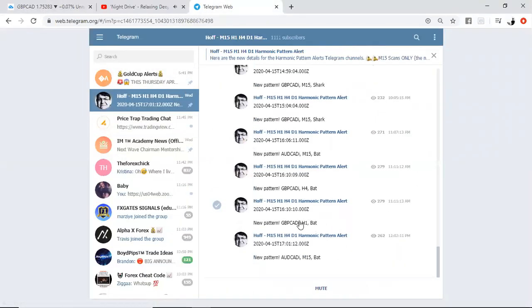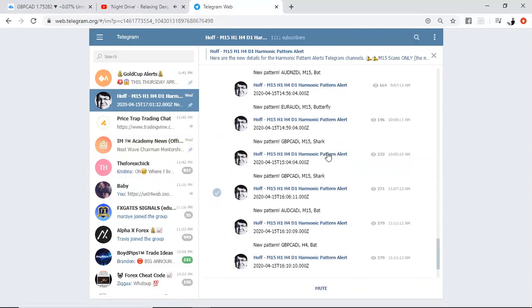What else? Yeah, so because this is called out on the 1 hour, because it was called out on the 4 hour, that's a high probability, super high probability trade setup.